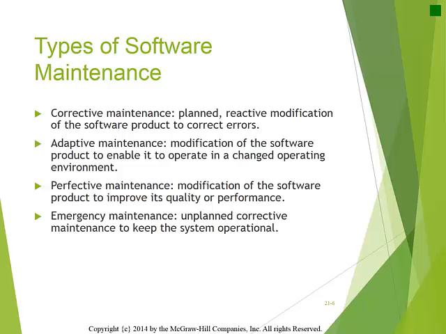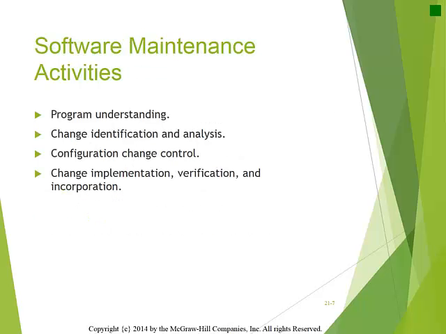4. Emergency maintenance. Unscheduled corrective maintenance performed to keep a system operational. Perfective maintenance, on the other hand, is a planned maintenance activity. Most maintenance costs are due to enhancements made to a system. Some authors explicitly refer to this type of maintenance as enhancement maintenance. Software maintenance continues until the system retires.